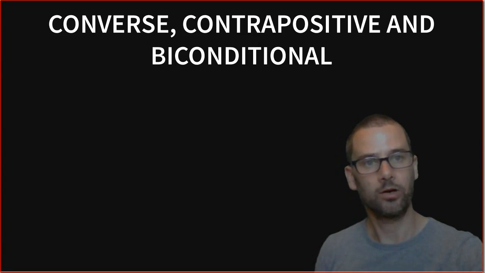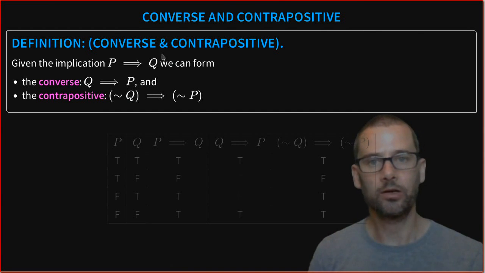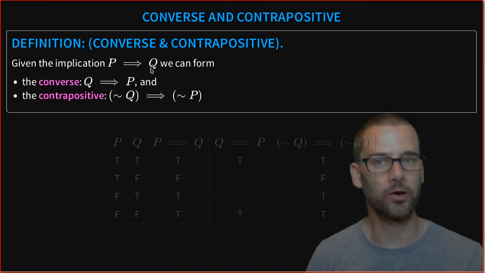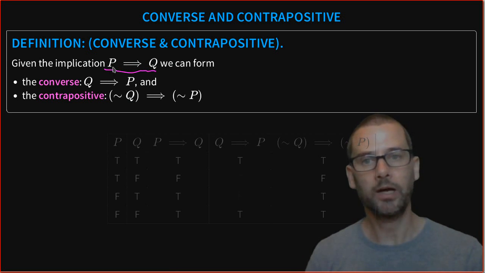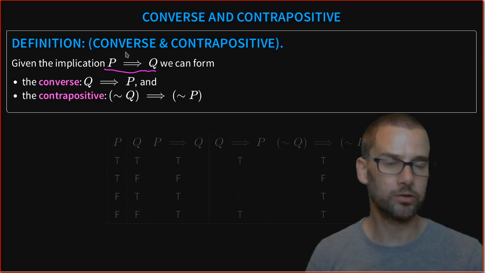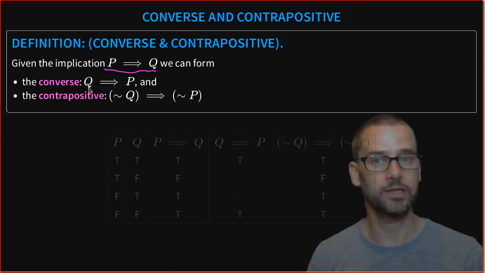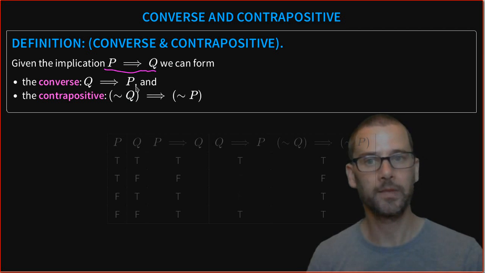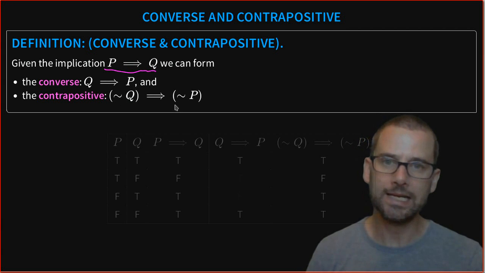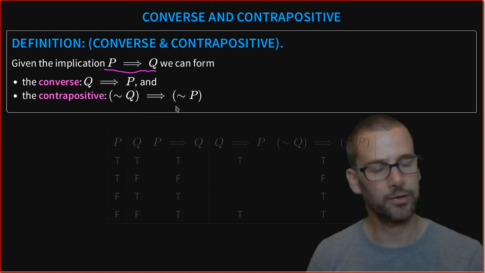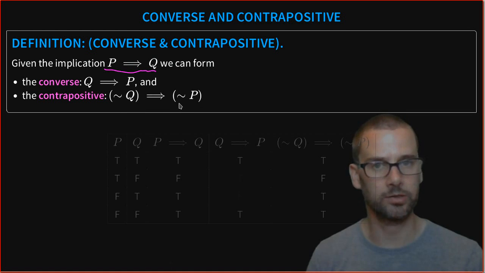Okay? The converse, the contrapositive, and the biconditional. So the converse and the contrapositive are derived from an implication. Given an implication P implies Q, by swapping the order of the hypothesis and conclusion, we form the converse. So the converse is Q implies P. The contrapositive, however, is produced by negating the hypothesis and conclusion and swapping them. Okay, so not Q implies not P.